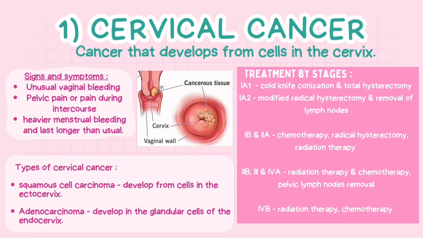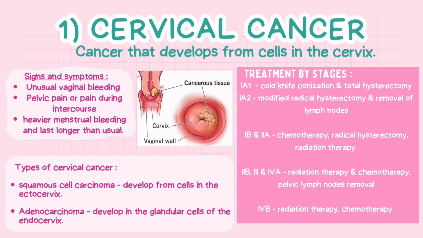There are two main types of cervical cancer, where the first one is squamous cell carcinoma. It is a cervical cancer that develops from cell in ectocervix, which is portion of the cervix that projects into the vagina. The second one is adenocarcinoma. It develops in glandular cells of endocervix, which is the inner part of cervix.